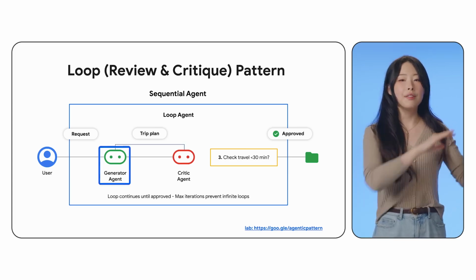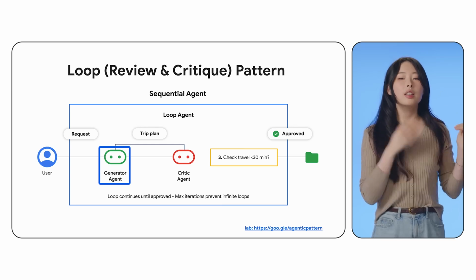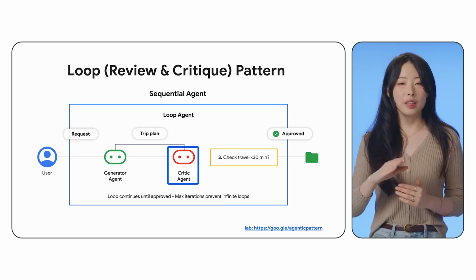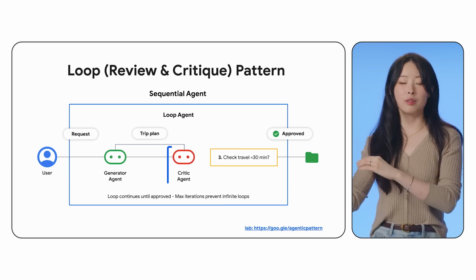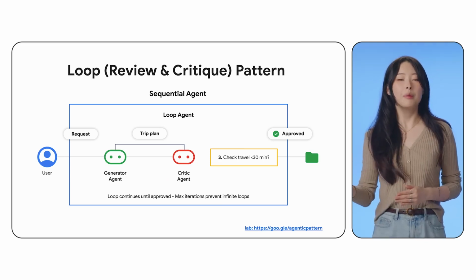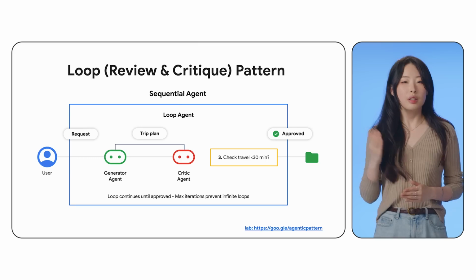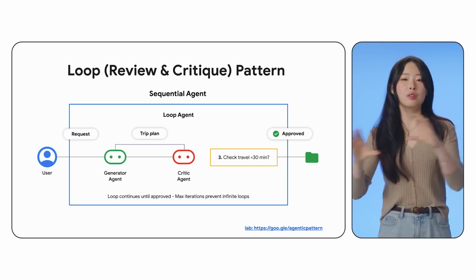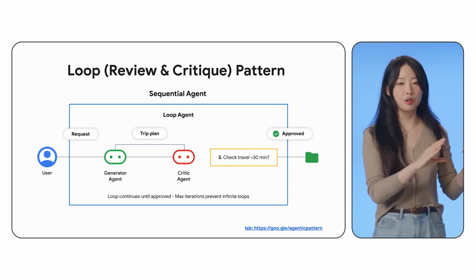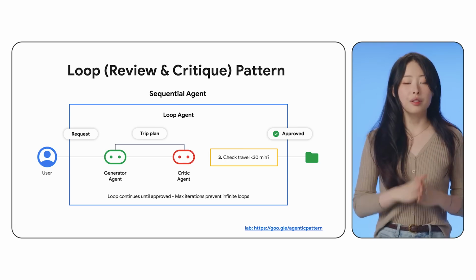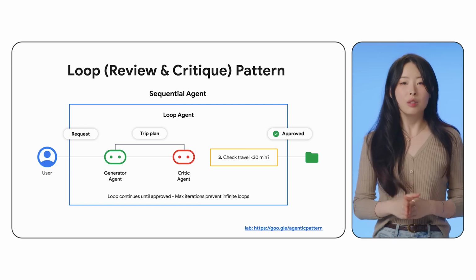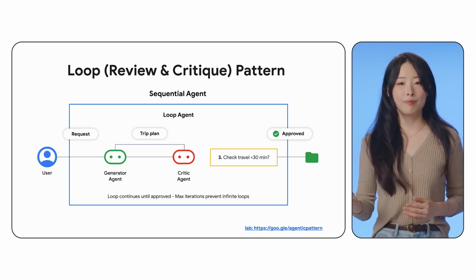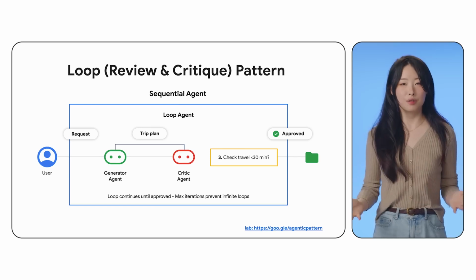So first, we have a generator agent that creates an initial trip plan. And then we have a critique agent that evaluates that plan against our condition. For example, if this travel time is less than 30 minutes. So if this condition isn't met, the loop sends it back to the generator with feedback for revision. This loop will continue until the plan is approved or we hit a maximum number of iterations to prevent infinite loops. And this is a form of iterative refinement.